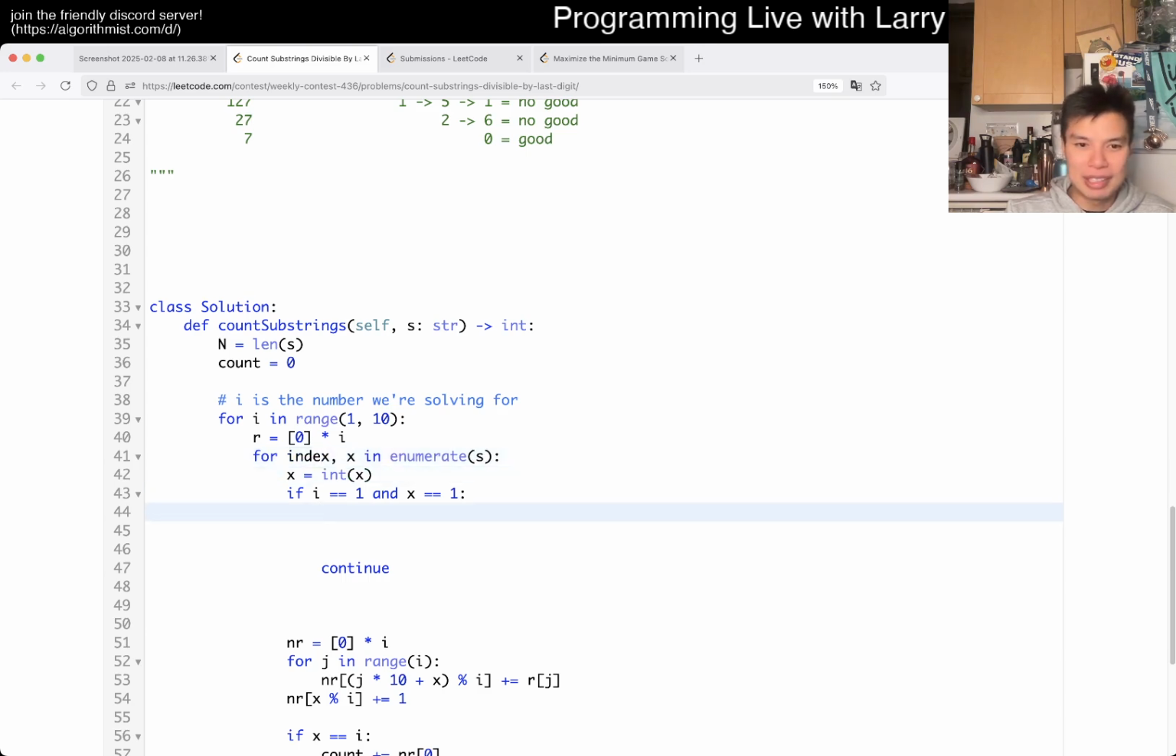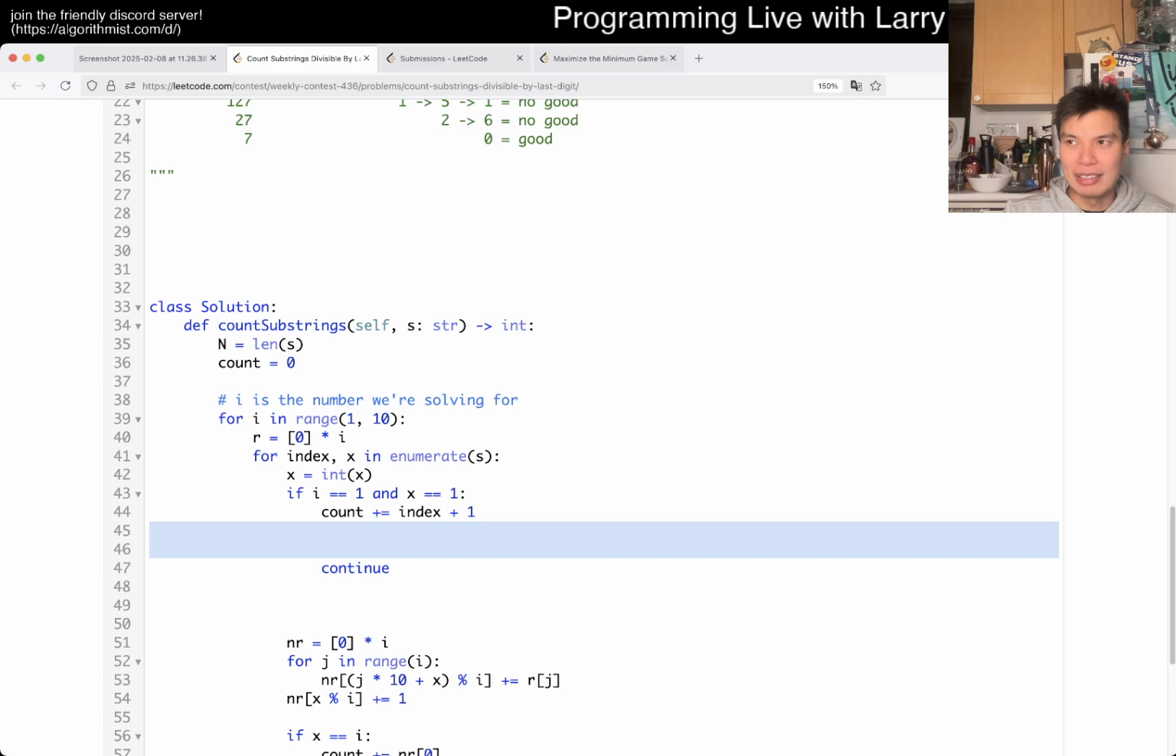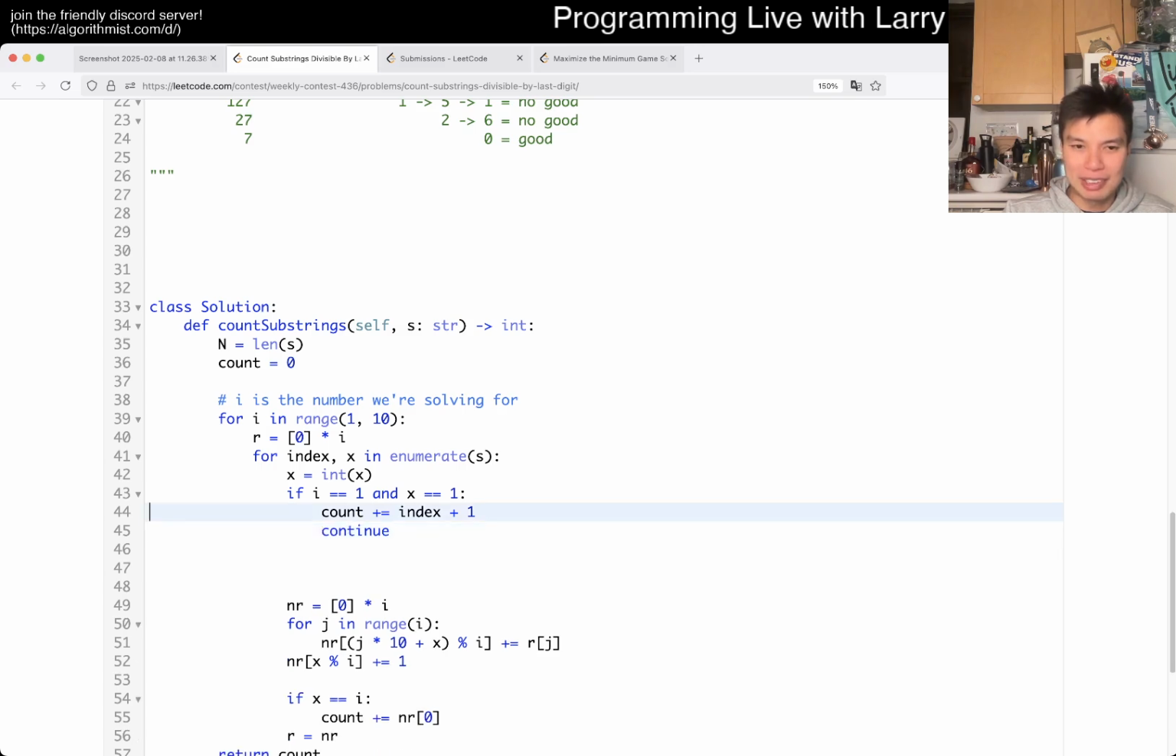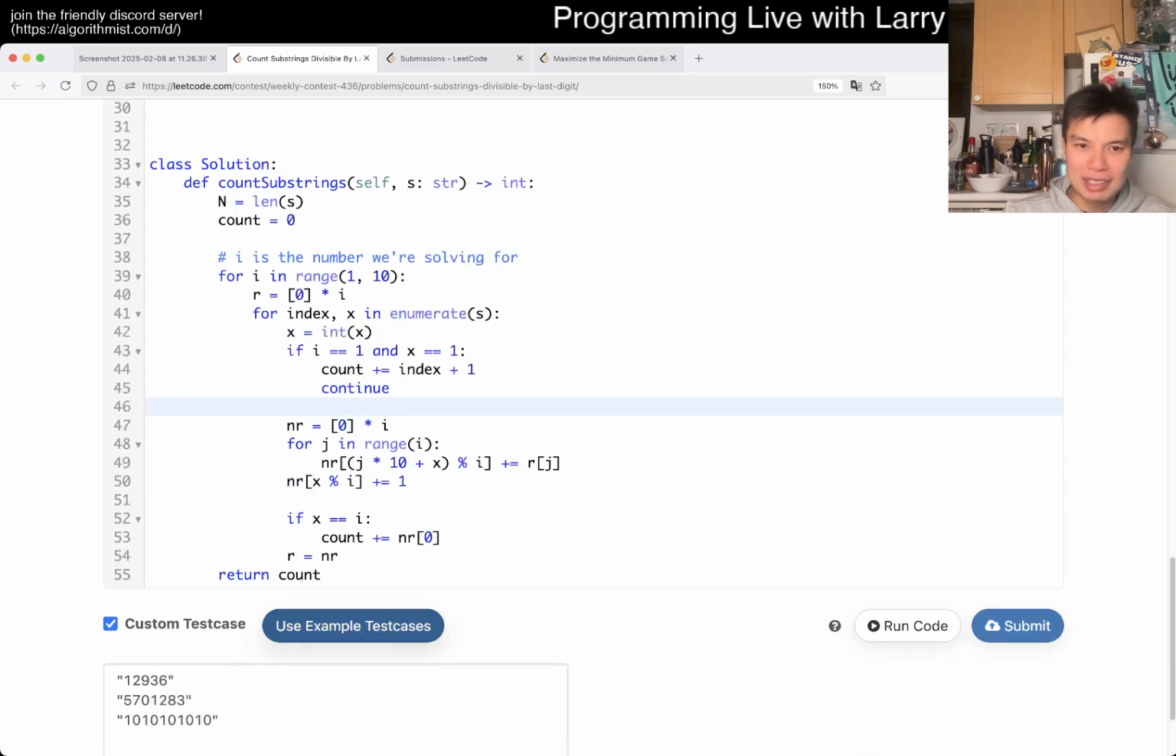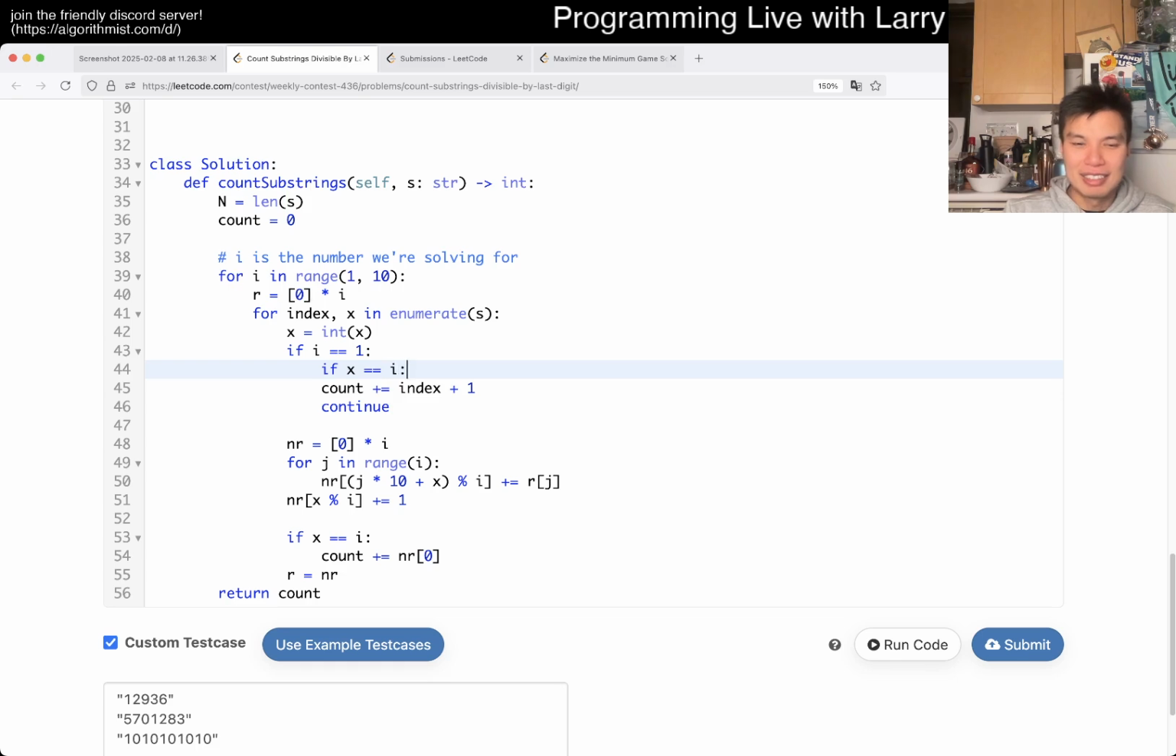So that means we add it by index plus 1, right? Because if you're at the ith index and index plus 1, we continue. And then already that probably saves you a lot of time, right? And actually, this is only if x is equal to I, then here we actually even skip this part for I is equal to 1.